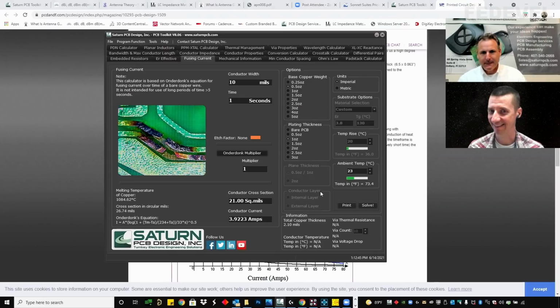Did you test this one? I tried to. Copper can handle a surprising amount of current before it burns up.